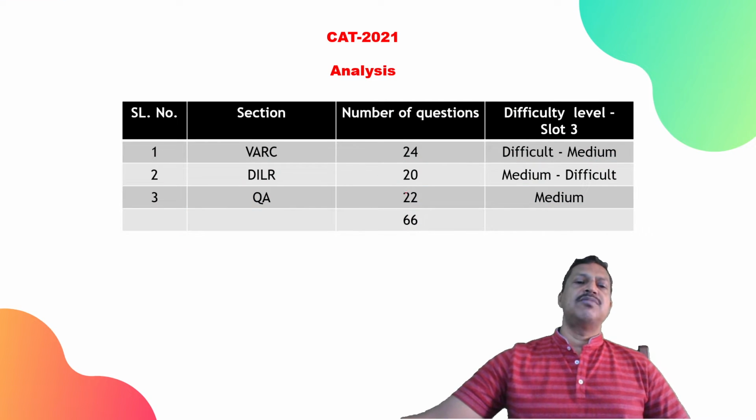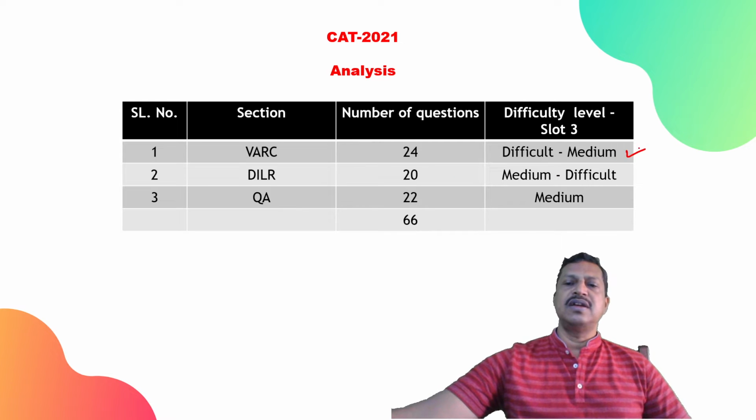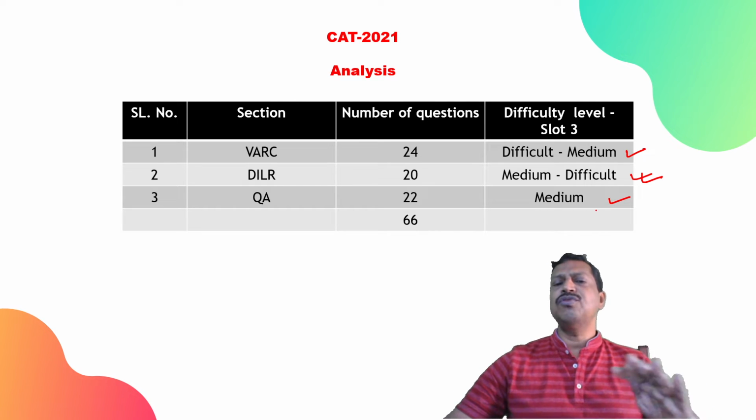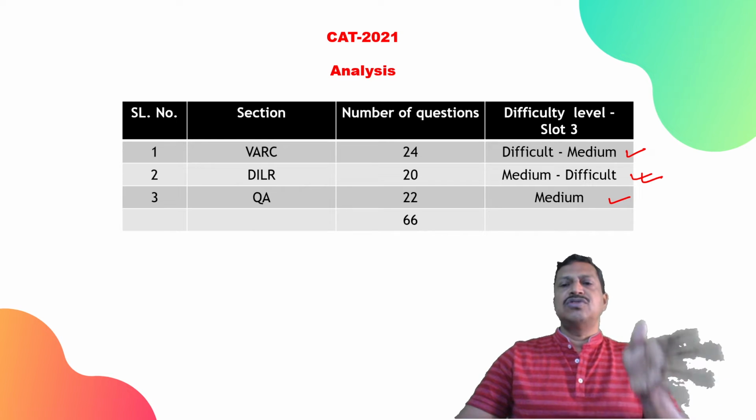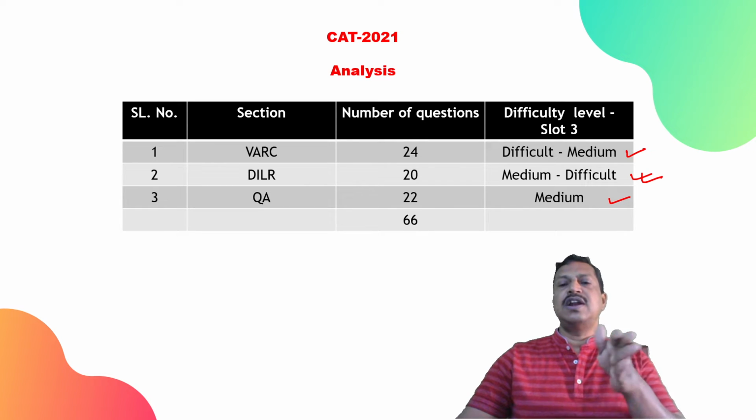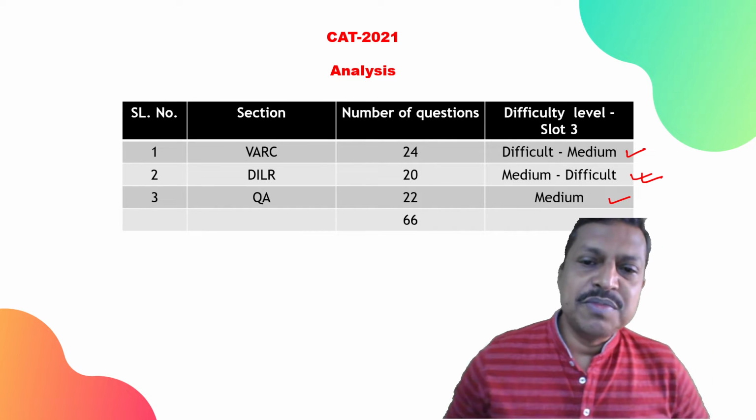Let's talk about slot three. Once again VARC is similar, medium and difficult. DILR is medium to difficult, so it has actually increased. And QA is more or less on the same side. So if you look carefully, slot-wise, from the first slot to the second to the third, the difficulty level has increased a little bit. That is one thing you need to keep in mind.